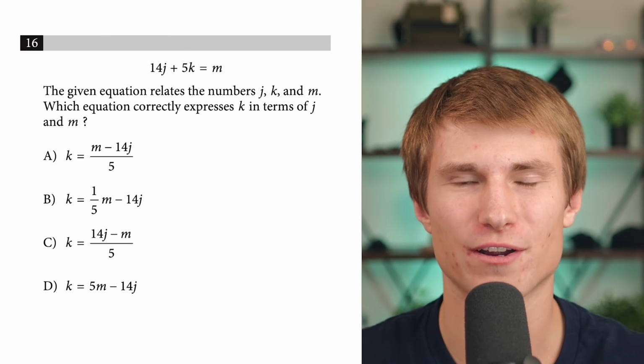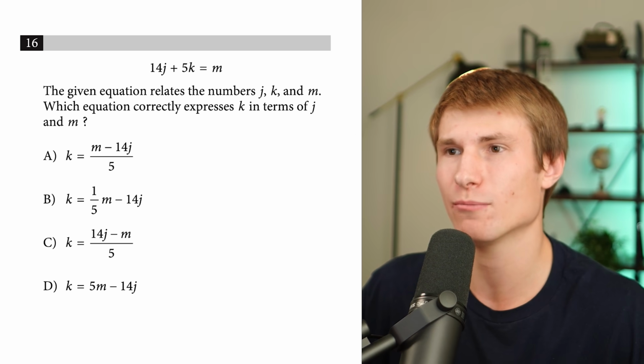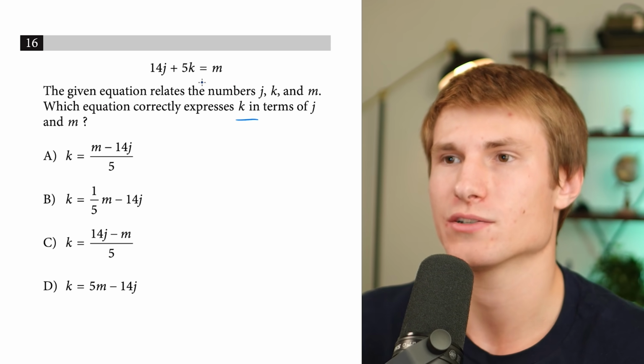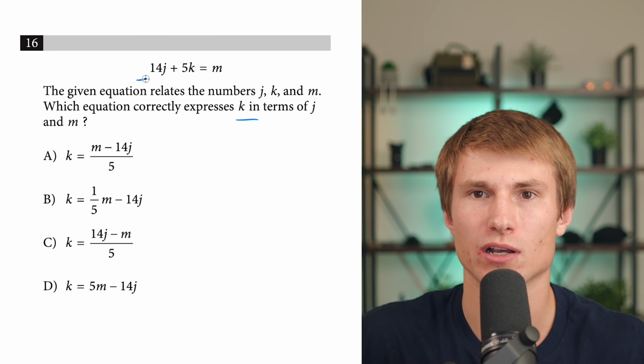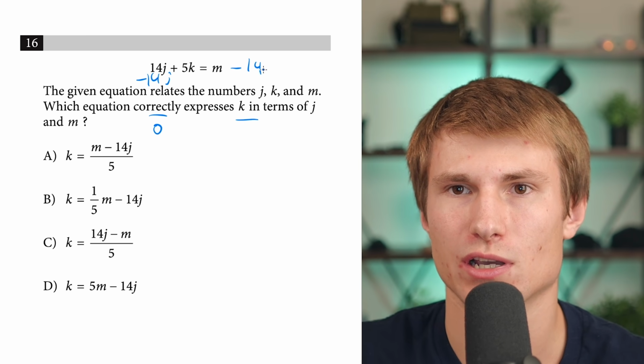Here's how to rearrange variables on the SAT math section. Question 16 states the given equation relates the numbers j, k, and m, which equation correctly expresses k in terms of j and m. All right, so we've got to solve for what k is equal to. To do that, we're going to isolate it by subtracting 14j from both sides.